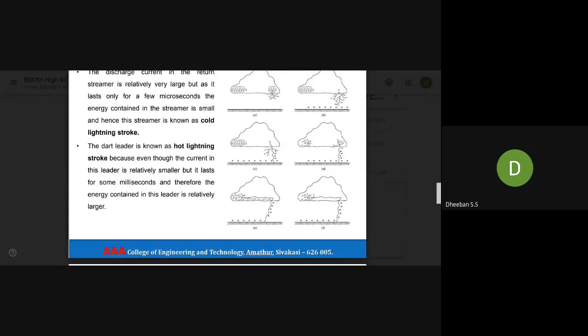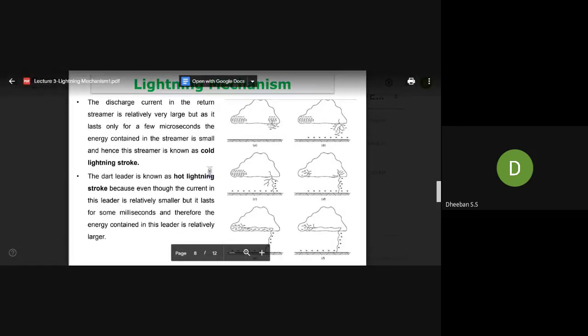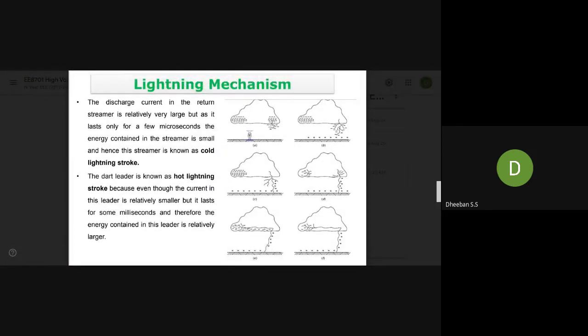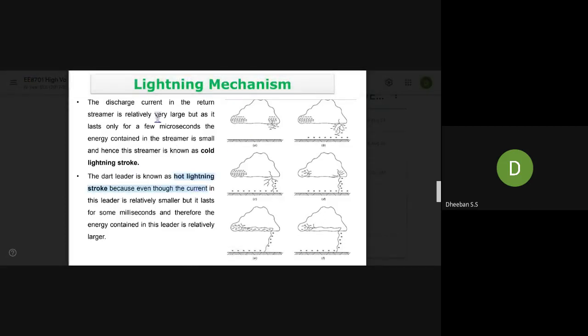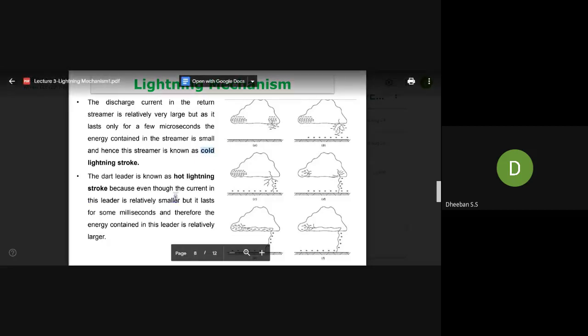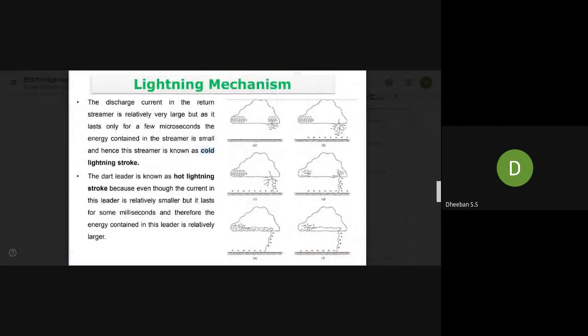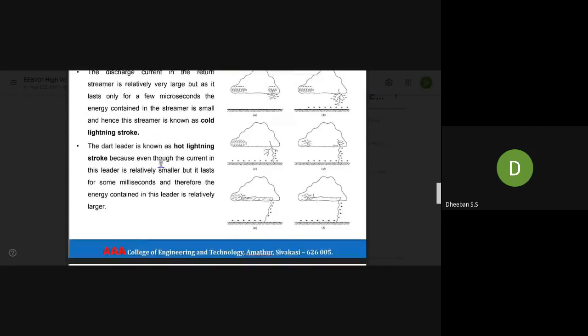Here they are classifying the streamers. The dot leader is known as a hot lightning stroke, whereas your streamer or the return stroke is called a cold lightning stroke. Why they are calling it like that: in both cases the current amplitude will be very high, but the time period differs. For the dot leader, the time period is much smaller compared to a normal streamer. That's the main difference.